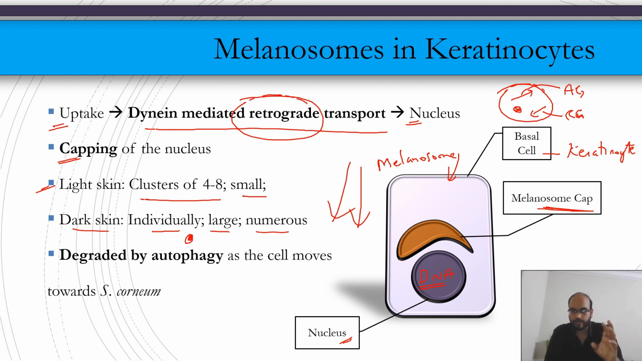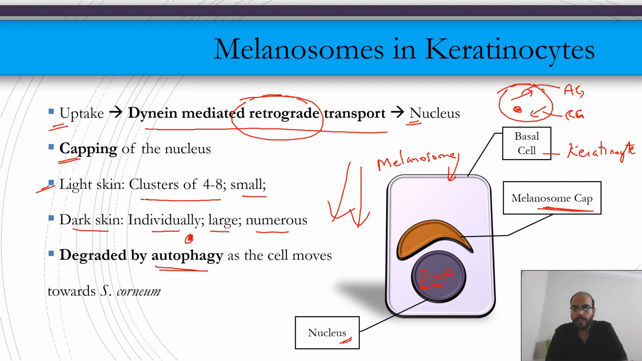We're talking about melanosomes. As the basal keratinocyte migrates from basal cell to the stratum corneum by the process of keratinization, this cap is also eventually lost. So when a basal cell migrates to form the corneal cell, the stratum corneum cell, the corneocytes are thin and all the organelles are more or less lost. And this being an organelle at that point of time is also lost as the cell moves up. So it is degraded by autophagy. Autophagy means the cell itself degrades the organelle.